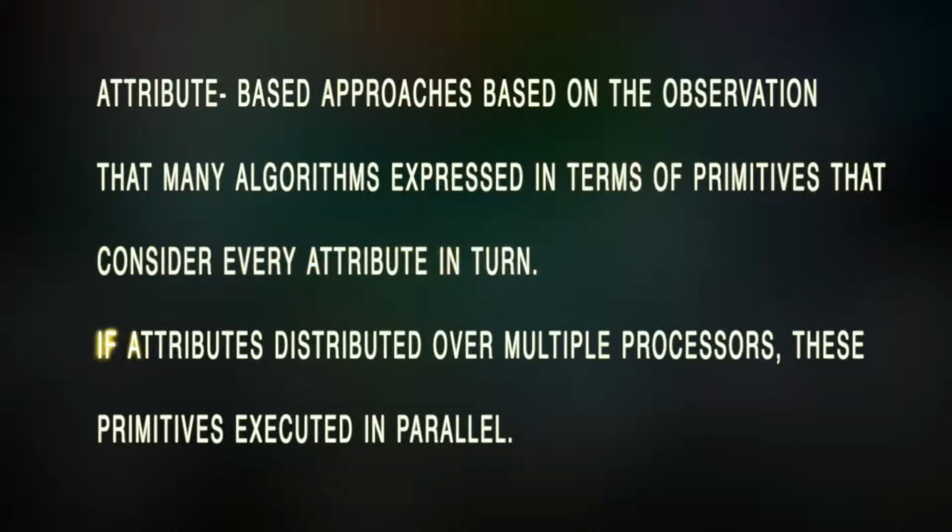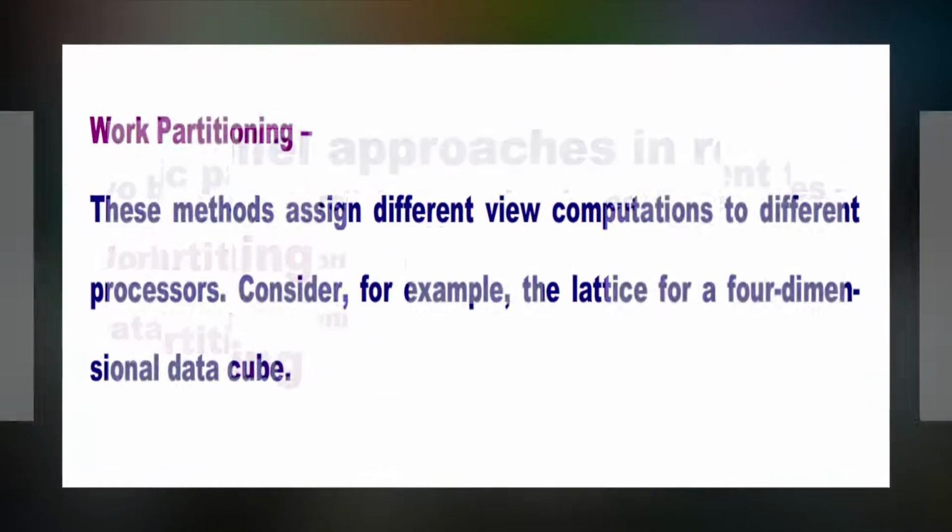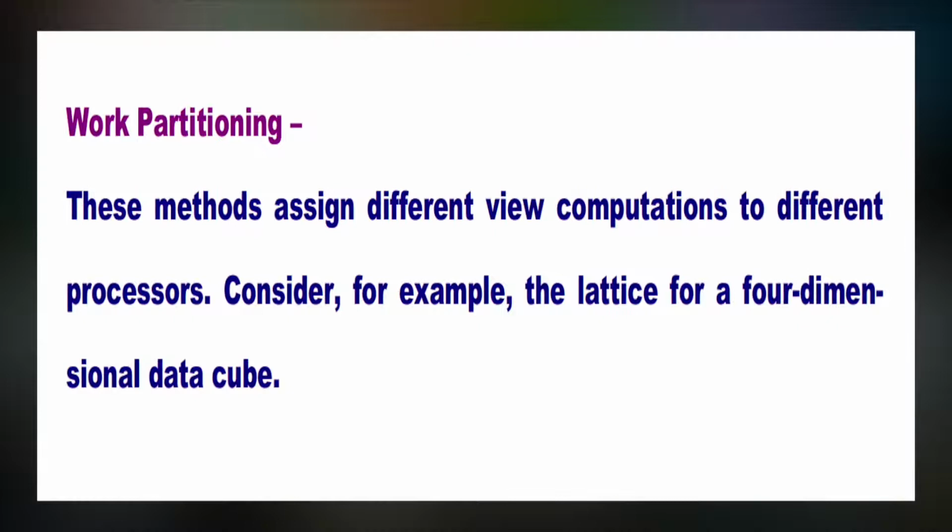If attributes are distributed over multiple processes, these primitives will be executed in parallel. For example, when constructing a decision tree, at each node in the tree, all independent attributes will be considered in order to determine the best split at that point. There are two basic parallel approaches in recent times: one is work partitioning and the other is data partitioning. Now, let us have a look at what work partitioning is.